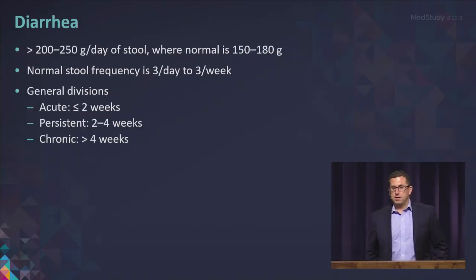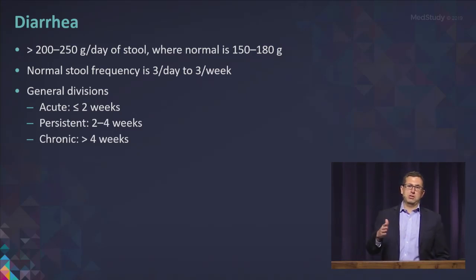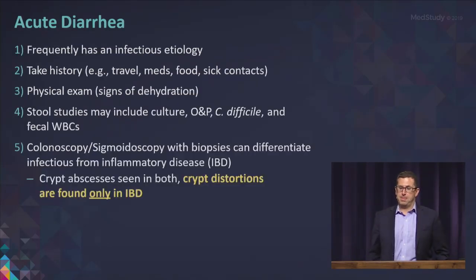So diarrhea. Generally this is defined as greater than 200 to 250 grams per day of stool, where the normal is 150 to 180. Normal stool frequency could actually vary from 3 times a day to 3 times a week. So you really have to know what your patient's baseline is to determine if there's an abnormality. General divisions are acute diarrhea less than 2 weeks, persistent 2 to 4 weeks, and chronic greater than 4 weeks.